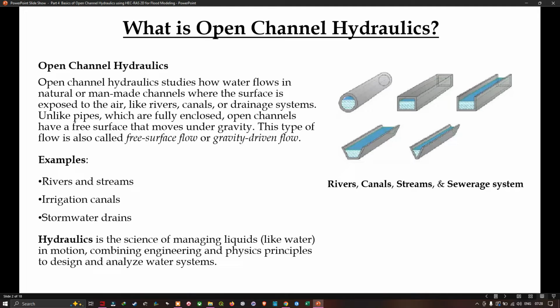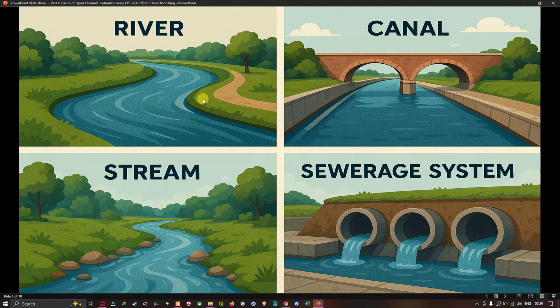The examples of open channel hydraulics include rivers, streams, irrigation canals and stormwater drains. The different open channels are given in this figure, which includes rivers, canals, streams and sewage systems. Hydraulics is the science of managing liquids like water in motion, combining engineering and physics principles to design and analyze water systems.